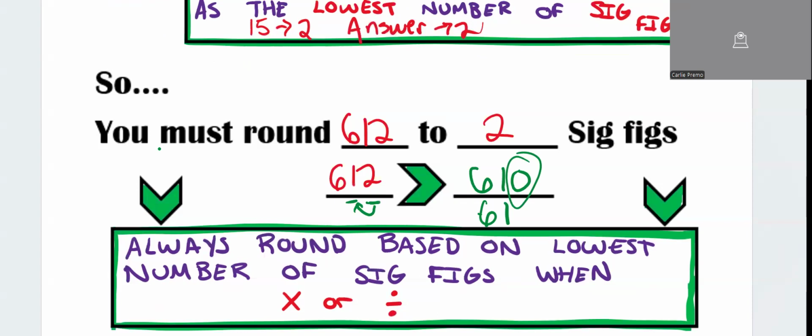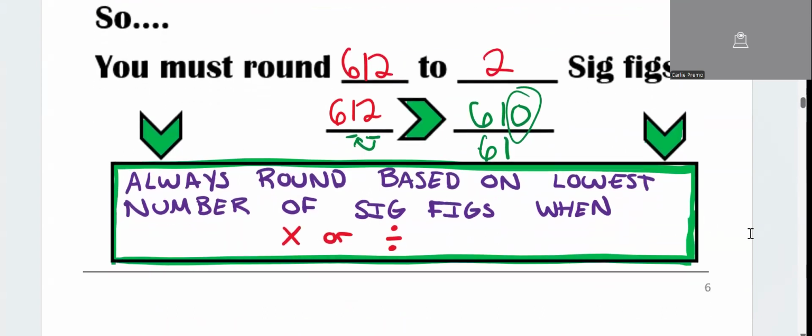Again, referring to money, if you had $612 that you were owed and somebody was a little short and they're like, I'm just going to round it. Here's 610. Okay, you're missing $2. But if they say, I'm just going to round it, and they give you $61, you'd be very upset. You're missing like $500+ in that case. So in general, always round based on the lowest number of sig figs when you are rounding.